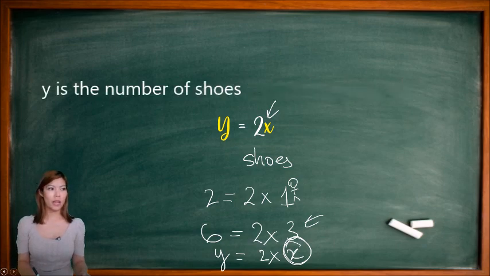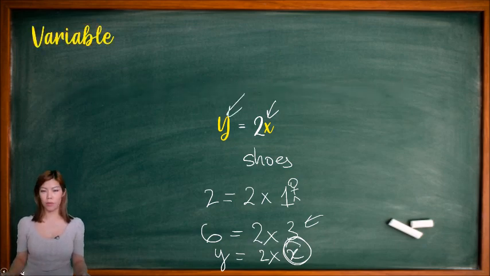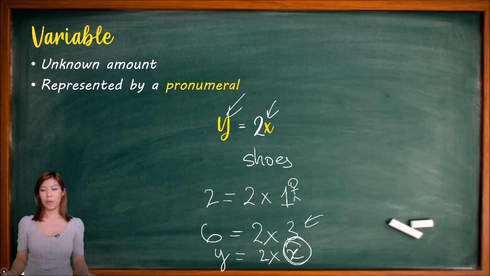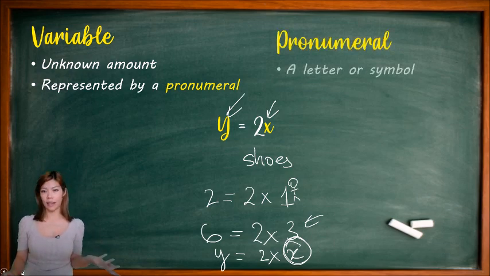So if the number keeps changing, we call it a variable. It varies. Okay? And it is an unknown amount. We don't know what the number is. And it's represented by a pronumeral. So the word pronumeral just means a letter instead of a number. So this is a number, 2. This is a pronumeral, a letter.